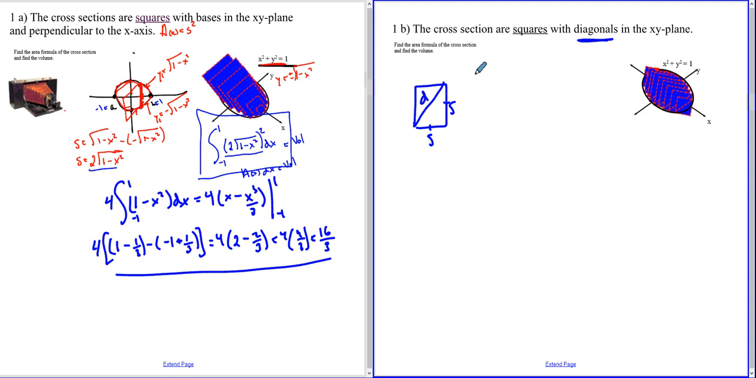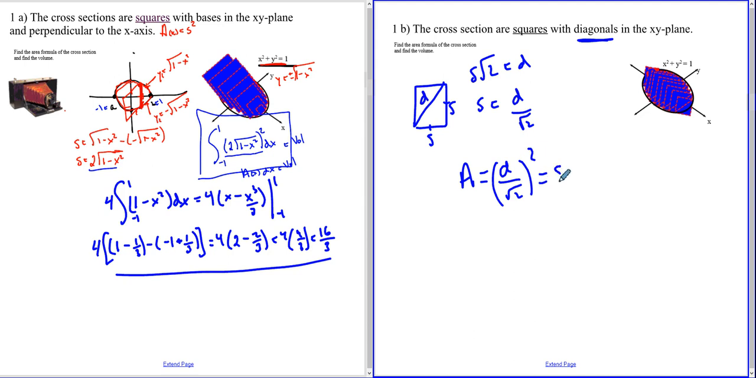And so right here, to find this and put it in terms of d, we have s squared. Well, I need to put this in terms of d. So what are the sides in terms of d? Well, we know that s times the square root of 2 equals d. So s is going to equal d divided by the square root of 2. And to find the area of a square we have to take s squared. So in this case, we're going to take d over the square root of 2 squared.